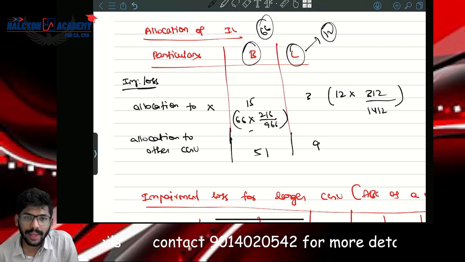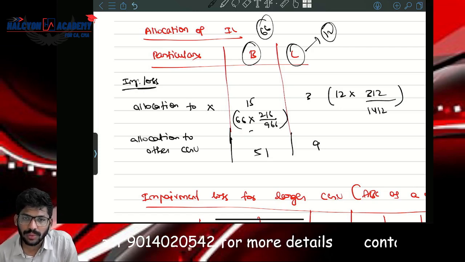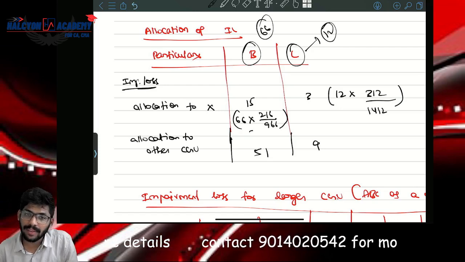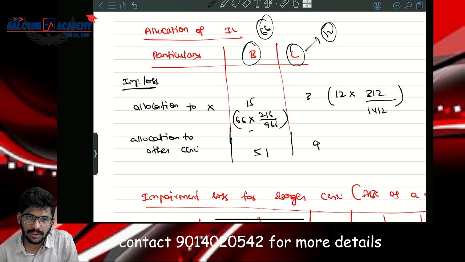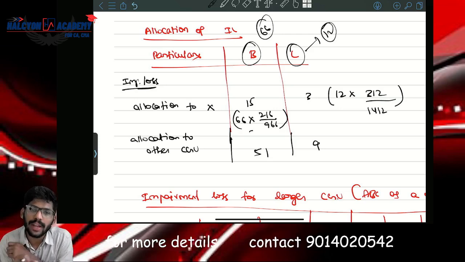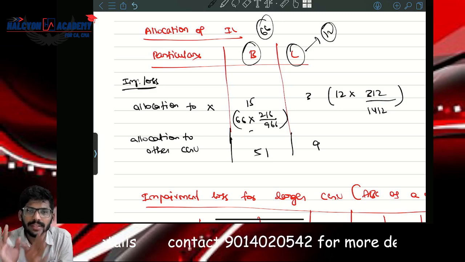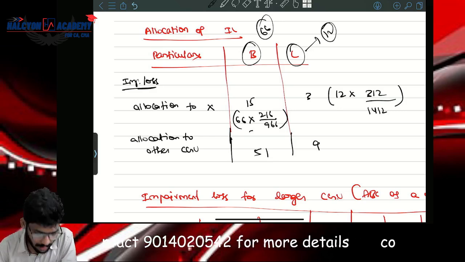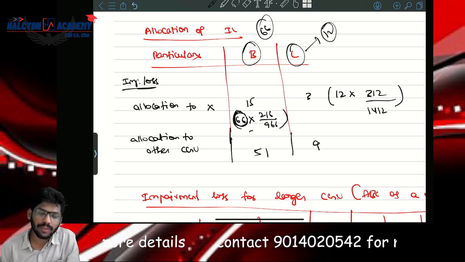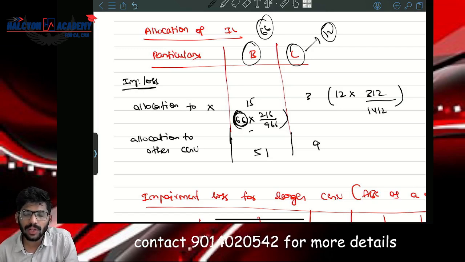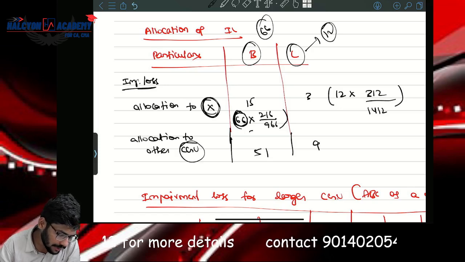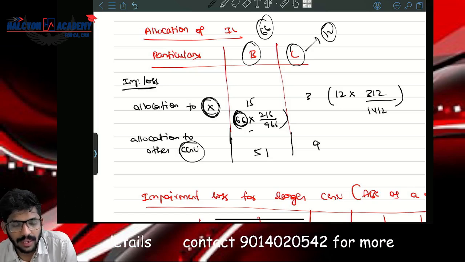Now you should allocate that impairment loss to the corporate asset as well as each asset, whatever the units or assets in the CGU. I already discussed one example of that. So simple: 66 is the total impairment loss. Now you have to allocate that impairment loss to the corporate asset as well as the other CGUs, other assets. Correct?